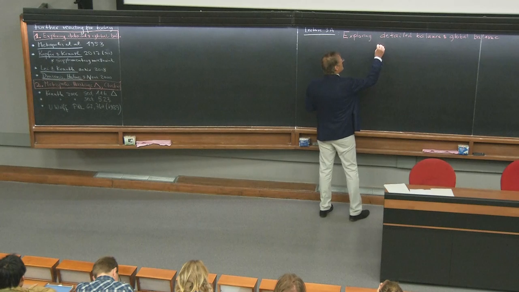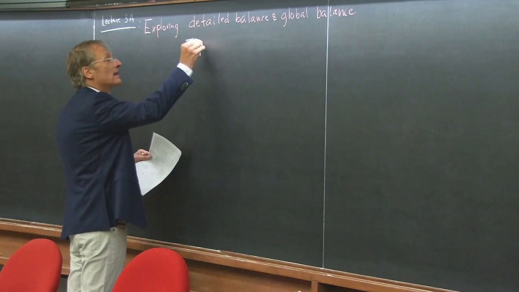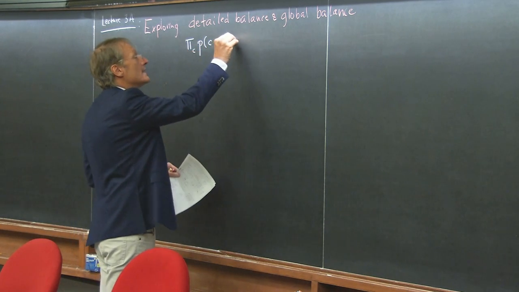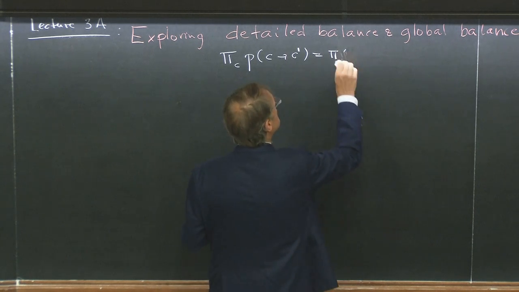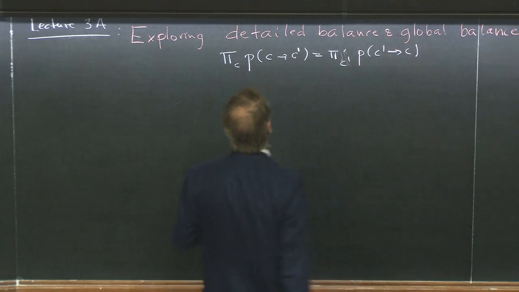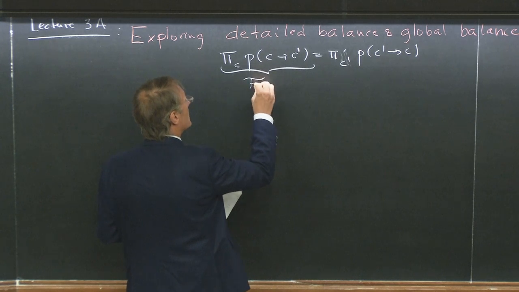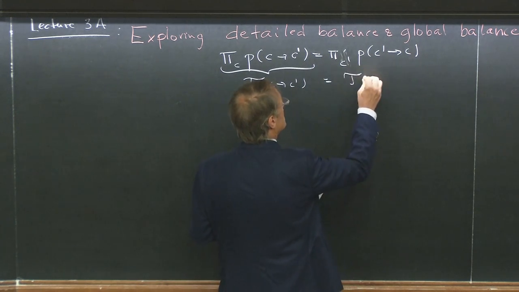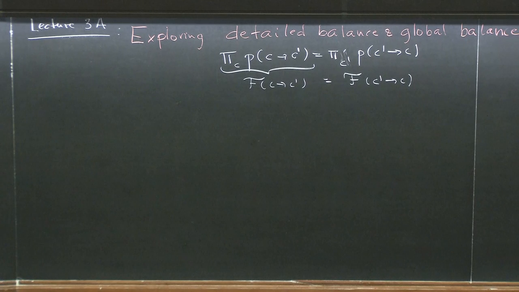But before this, let us remember that the detailed balance condition is pi(c) p(c to c') is equal to pi(c') p(c' to c). In other words, we call this the flow from c to c' has to be equal to the flow from c' to c. This was the detailed balance condition.